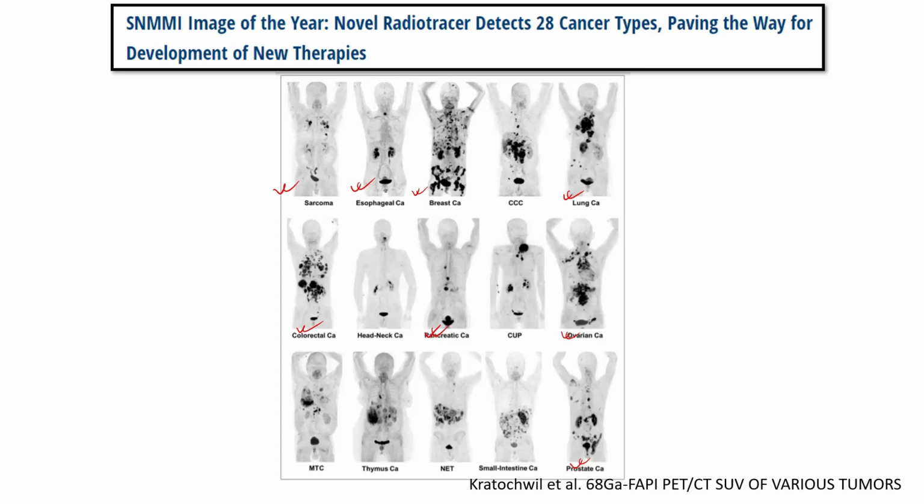And that gives you confidence, because you know that FAP is not expressed by any normal cell. Only those cells which have become carcinogenic, which have activated fibroblasts, will express this FAP enzyme. So this image is very confident.